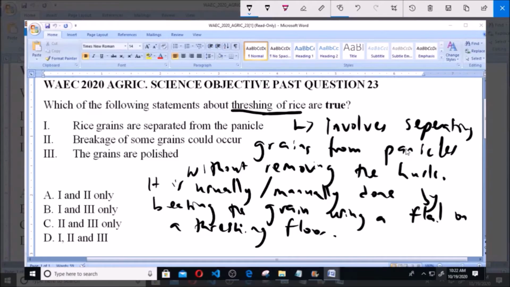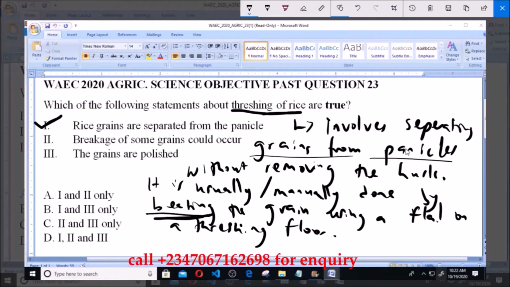Now let's look at the statements. Like we said, rice grains are separated from the panicle, and that is covered in the statement, separation of the grains from the panicle. So statement 1 is true. Statement 2 says breakage of some grains could occur. This is actually true because of the mechanical process involved in this procedure. While beating the grain on the floor, some of the grains could break. So statement 2 is also true as it regards threshing of rice.